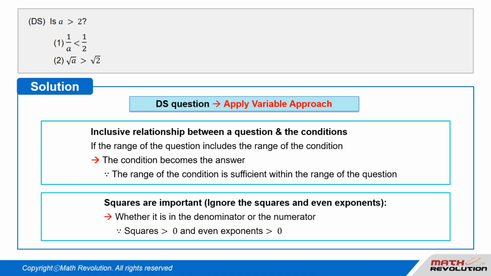Square is important. Ignore the squares and even exponents. Square factors and even exponent factors are always positive. So, multiplying or dividing a term by a non-zero square factor or a non-zero even exponent factor does not affect the direction of the inequality sign. We should ignore the square factor or even exponent factor, whether it is in the denominator or the numerator.